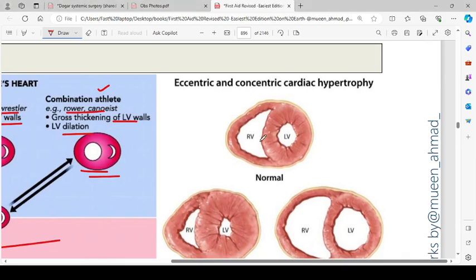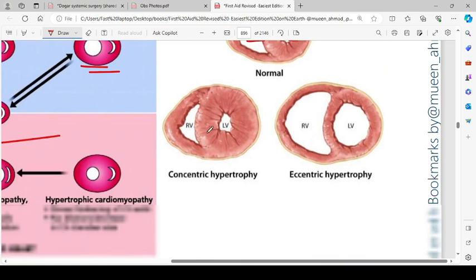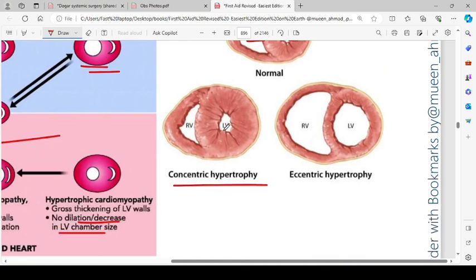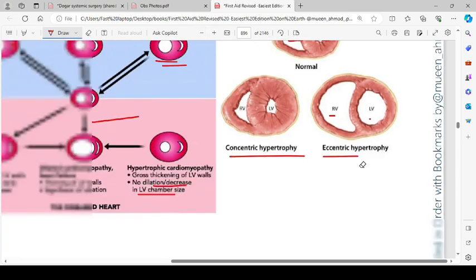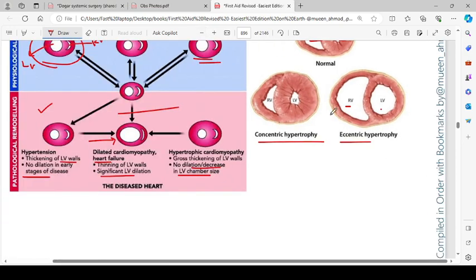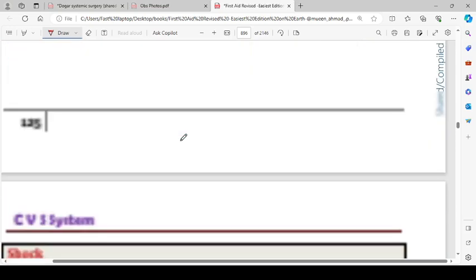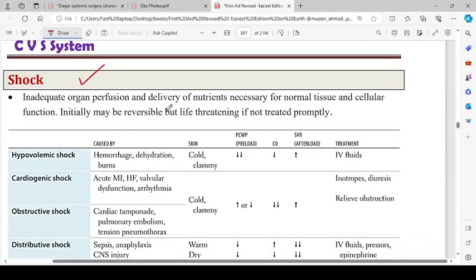So this is right ventricle and left ventricle. This is the concentric hypertrophy, in which the sarcomeres are added in parallel to each other and they cause the decrease in lumen size. In eccentric hypertrophy, the sarcomeres are added in series to each other and they increase the ventricular size. Okay. So in the systolic heart failure, it is eccentric hypertrophy that happens, and in the diastolic heart failure, we are expecting concentric hypertrophy.